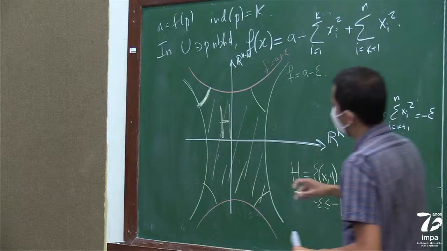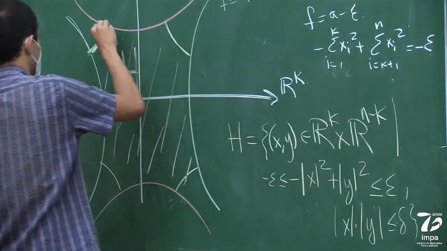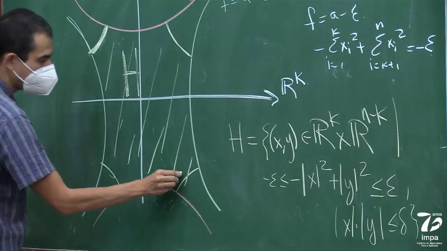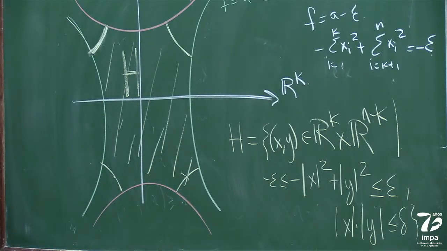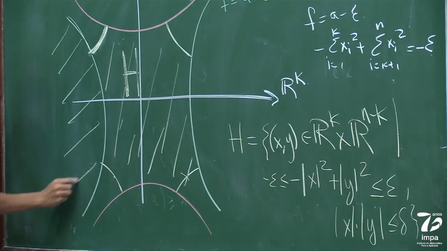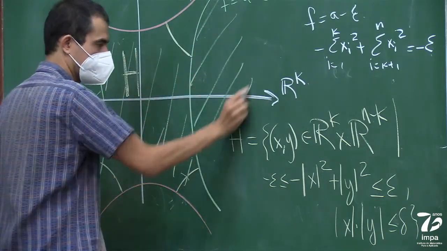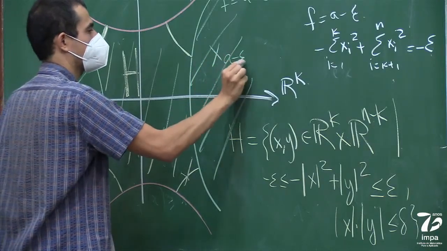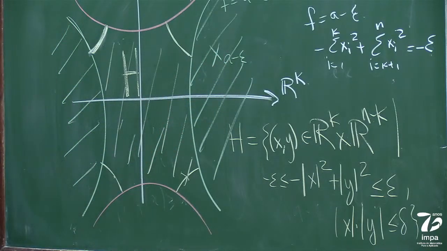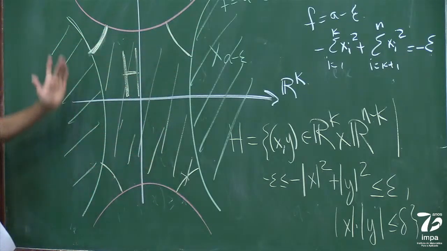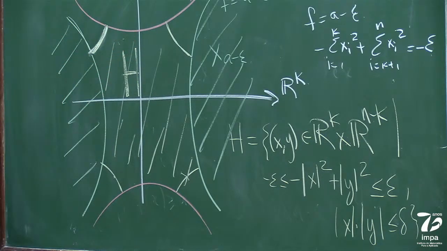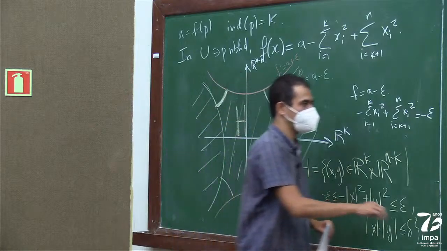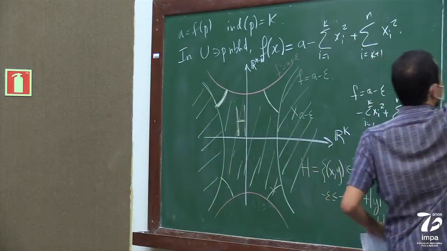Okay, so that's why I drew these curved things here. So basically, what is X_{a-ε}? X_{a-ε} is this green part here. This is my X_{a-ε}. And the X_{a+ε} is everything that's between these two curves here, or inside this hyperboloid. So basically you can see the following thing.